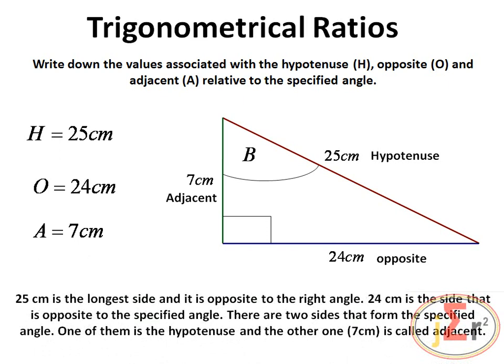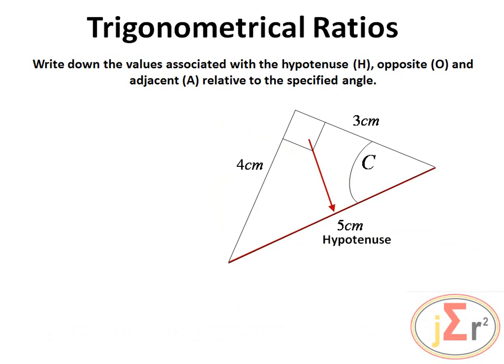25 centimeters is the longest side and is the side opposite to the right angle. 24 centimeters is the side that is opposite to the specified angle. There are two sides that form the specified angle. One of them is the hypotenuse and the other is the adjacent.